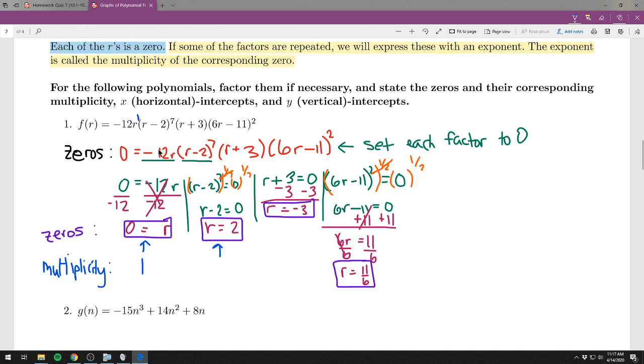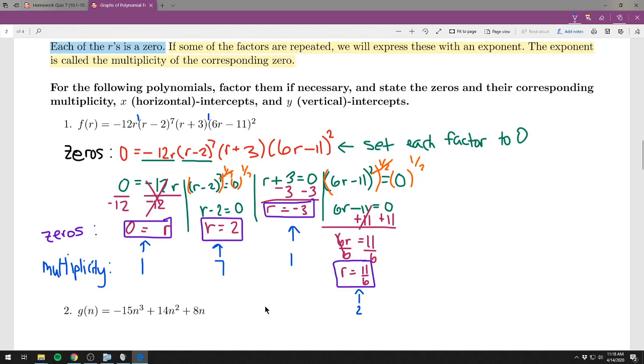For r equals 2, that came from this r minus 2 to the 7th power. Its exponent was 7. So this multiplicity is 7. Just the exponent. For r equals negative 3, that came from r plus 3, which is to the first power. Once again, that multiplicity is 1. And the last one, r equals 11 over 6, that came from 6r minus 11 squared. The exponent is 2. The multiplicity is 2.